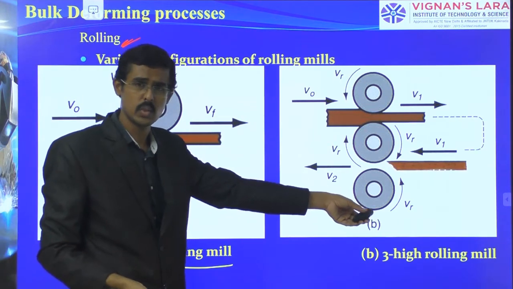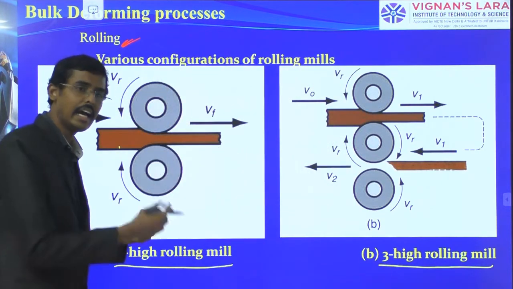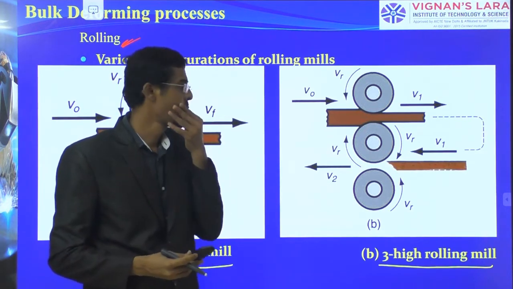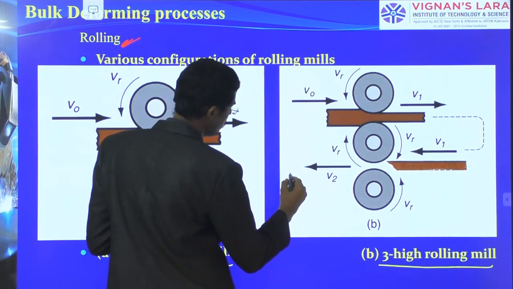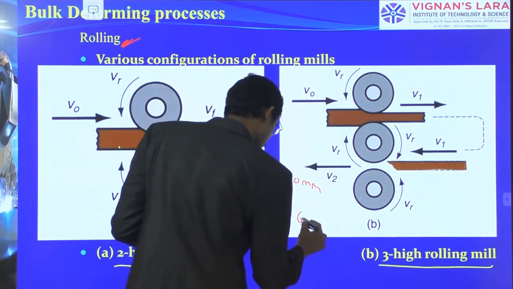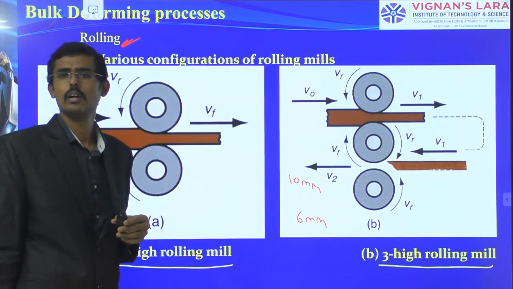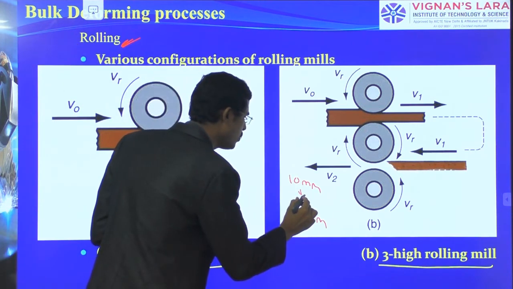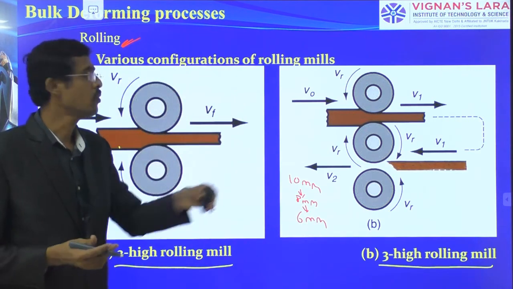Now I come to the next one, the 3 high milling process. What happens here? We have one more roller at the bottom. Let us consider, for example, I want to reduce the thickness from 10 mm to 6 mm. This machine setup is capable of giving a reduction of 10 to 8 mm only. Then what do I have to do? I have only one machine.